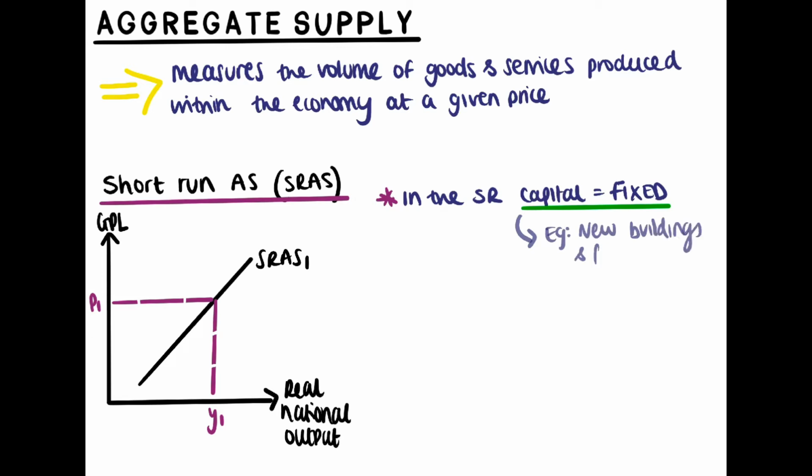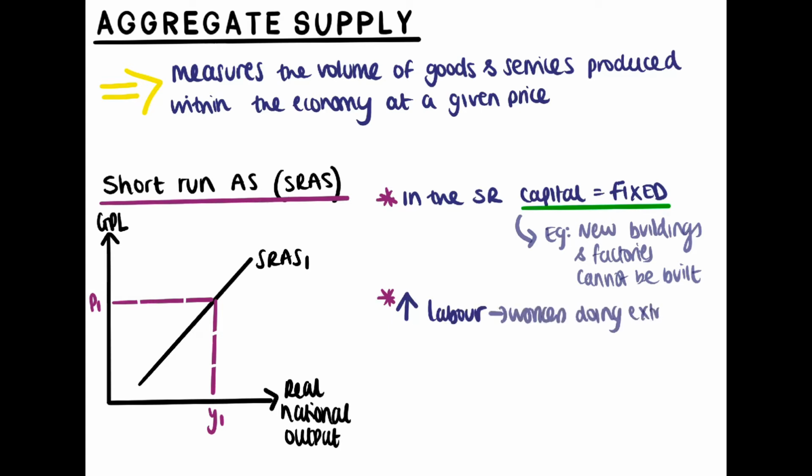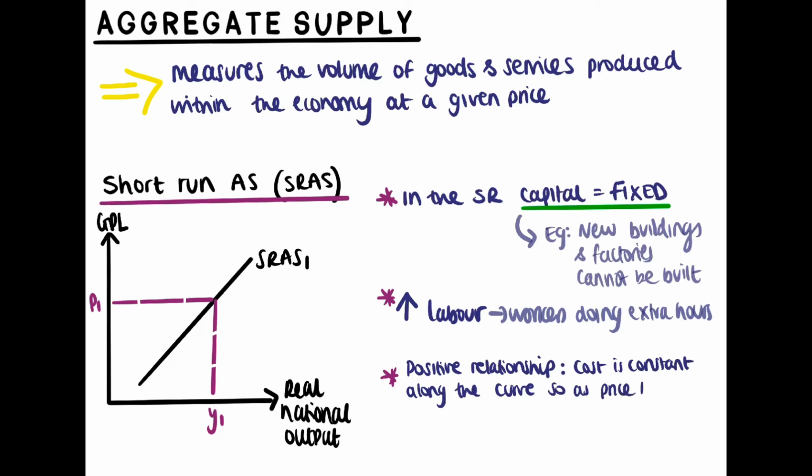The SRAS has a positive relationship between output and price, and cost is constant along the whole curve. So as price increases, so does revenue. Therefore, the incentive to supply that good or service also increases.